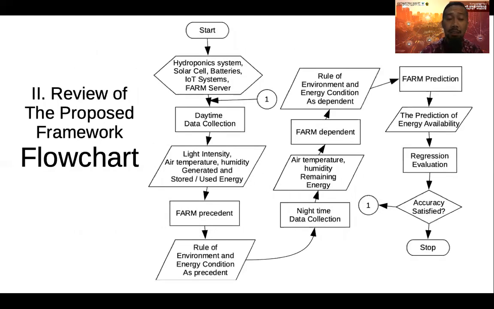Okay, so this is the flow chart of the system. Basically, we do two parts of data collection: in the daytime to extract the precedent part of the rule, and in the night time to do the rule extraction for the dependent. Both parts will be used for prediction, and we do the regression evaluations, and we repeat data collection until the accuracy is satisfied.